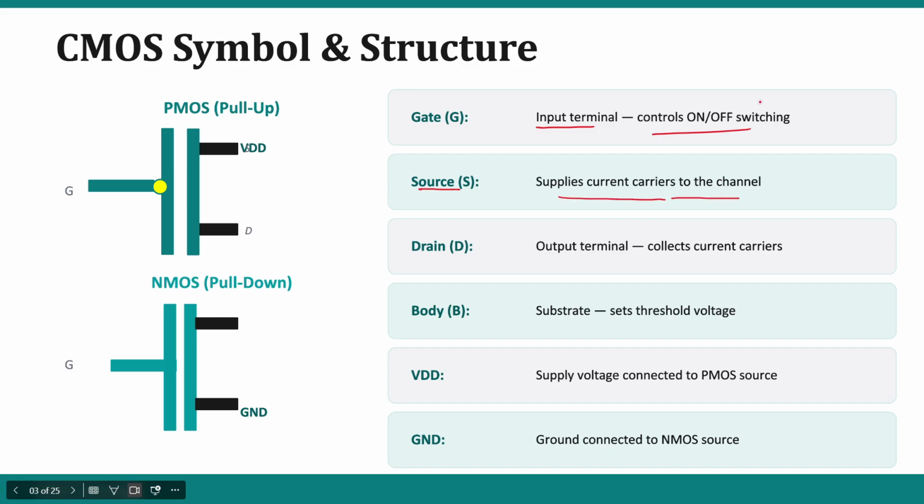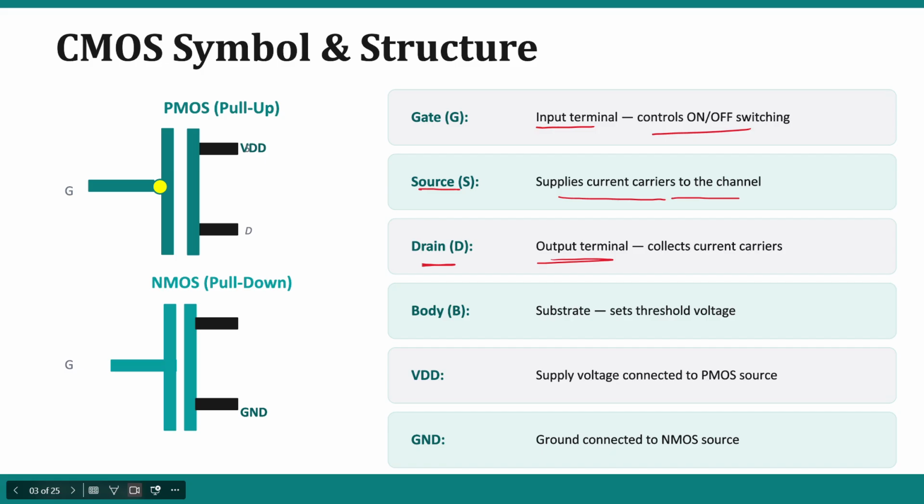So what it means is that it can supply the carriers, meaning electrons. In NMOS we are going to give electrons, and in PMOS the holes are going to carry to form the channel, so current can flow in the channel. Okay. So coming to the drain, the output terminal: from the drain itself we are going to collect the carriers. We are going to collect the current carriers at the drain terminal.